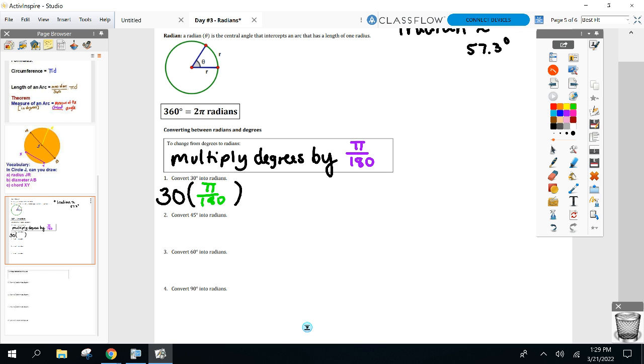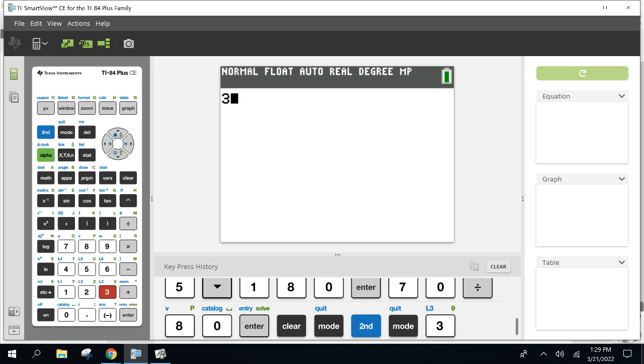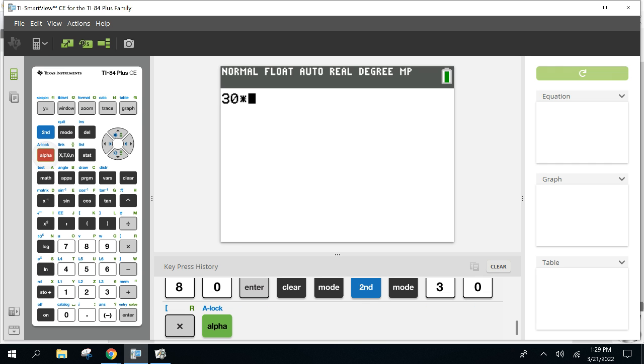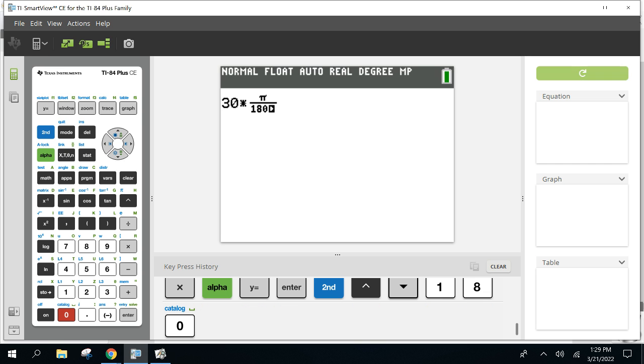Go ahead, get the calculators out. I go to my calculator just like you are going to yours. I do 30 times, get a fraction template out. Everyone remembers where the pi button was? Right above the caret. Pi over 180. I hit enter. And then I get this decimal.